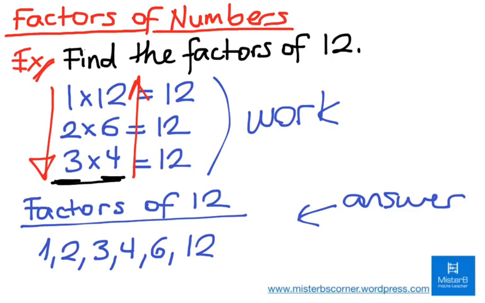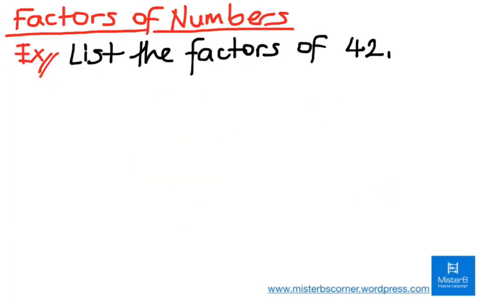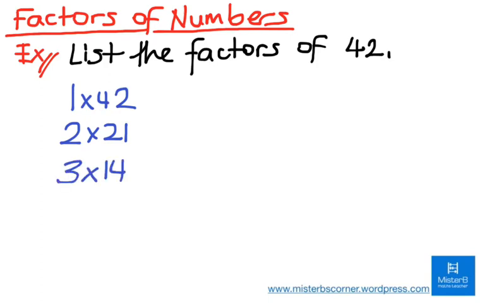Let's look at another example. List the factors of 42. Again, I start with 1 times 42, and then it's 2 times 21. Well, you can use a calculator to figure out these numbers, right? You can also go like 3 times 14. Now you can try 4, for example.